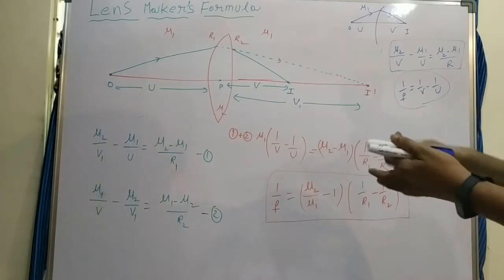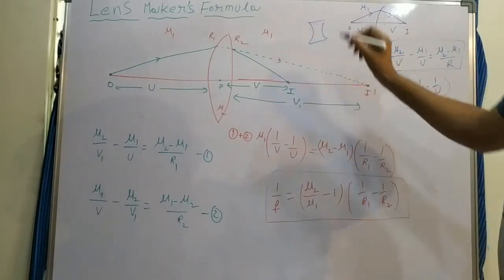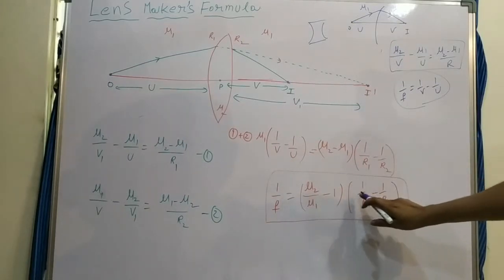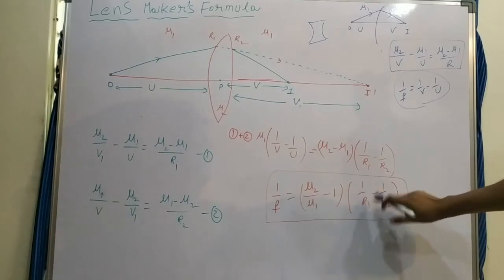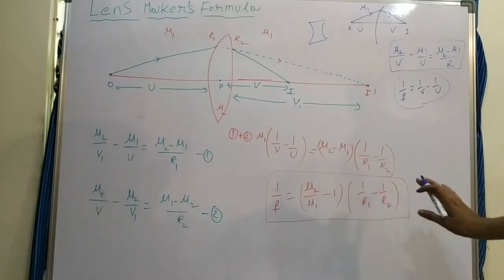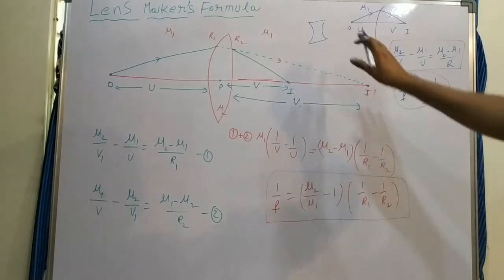Suppose you take a concave lens. Concave lens means both are minus, here minus and here also minus. Don't consider anything else, both minus, that's it. The final value is minus 1 by r1 minus 1 by r2 for concave.